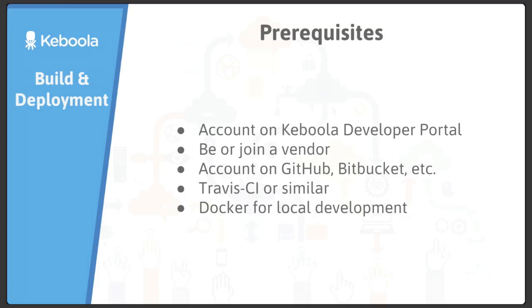Another necessary thing is an account on GitHub or Bitbucket or any other Git repository service, and integration with Travis CI or similar. This is necessary so that components can be deployed into our AWS repository and into KBC. Most components are developed locally, and for that reason you will need Docker to simulate the KBC environment and see the behavior of your component before its deployment.